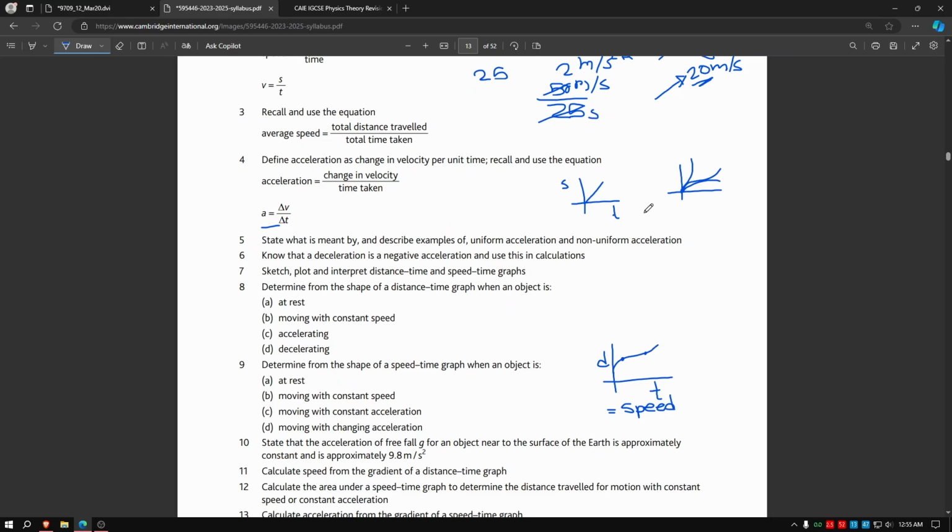Sketch, plot, and interpret distance-time and speed-time graphs. We have done this. At rest on a distance-time graph means a straight line, anywhere, it does not matter where. For distance against time, the straight line could be here, here, here. But for a speed-time graph, at rest means only at the bottom. If it is at the top, then it is not at rest. Speed has to be zero, so it has to hit the zero place.